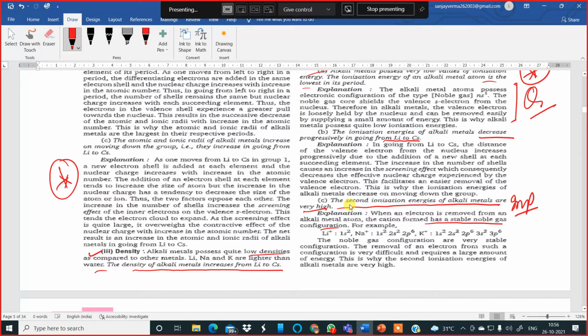So easily. That's why we will need much higher energy. That's why we can say that the second ionization energy of an alkali metal is very high. Okay, so the reason is here.